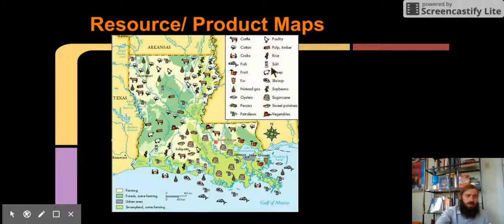Use this example of a resource map that's on your worksheet to answer the question on your worksheet. Name 2 things found in nature and used by humans in Louisiana. To answer this question, you could have picked almost any 2 things from this key. Salt, sheep, shrimp, oysters, pecans, all of these things are found on our resource map. These are all things found in nature and used by humans in Louisiana.